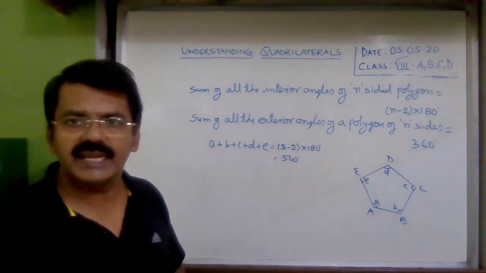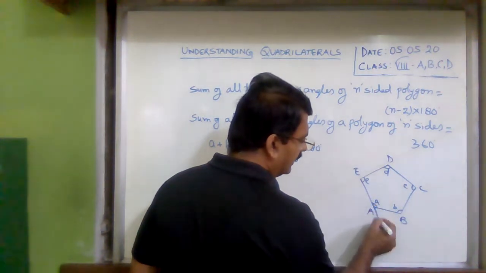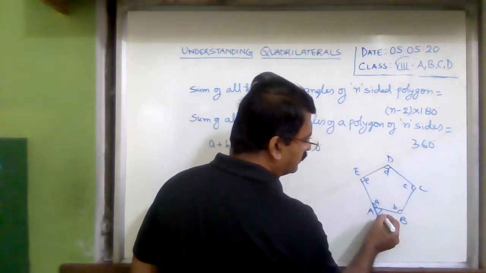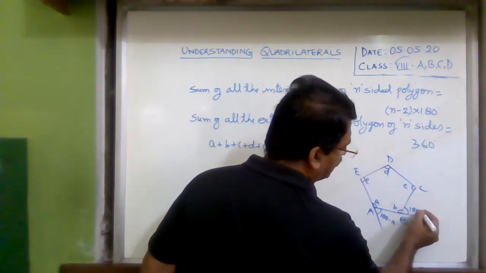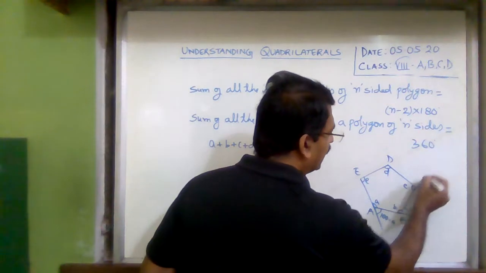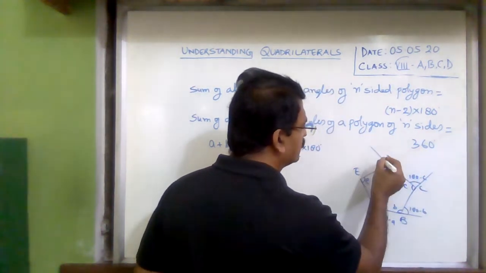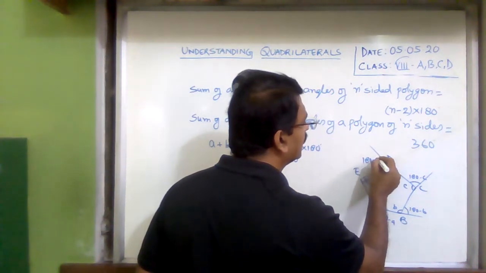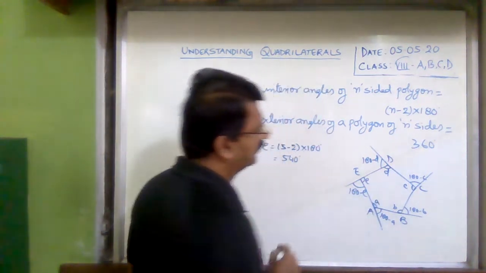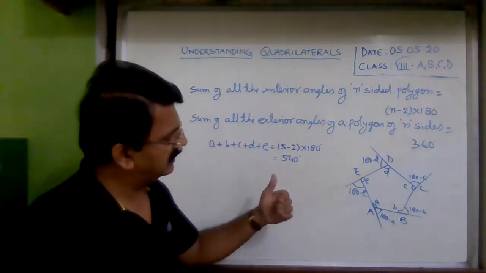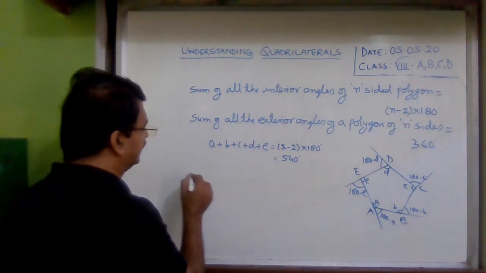Now they are all interior angles. Now see, if I extend this line, this is one exterior angle, it becomes 180 minus A. Then this becomes 180 minus B, because they are all linear pairs, you can see. This is 180 minus C. This is 180 minus D. And this is 180 minus E. They are all forming linear pairs. So these are the exterior angles. Now you find the sum of all the exterior angles.